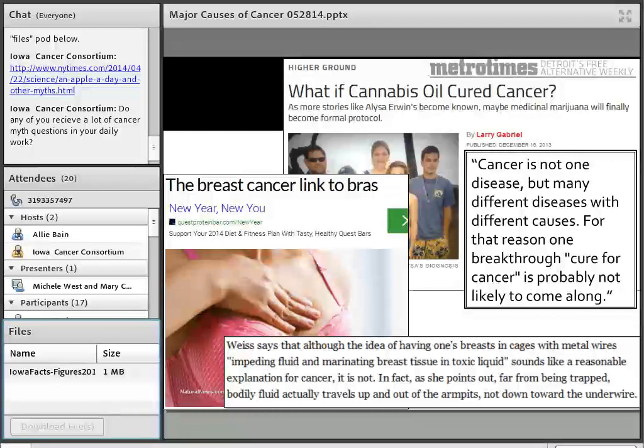Another one I've seen quite a bit out there is breast cancer linked to wearing bras. They have a physician in the story that I found about this issue, saying that although the idea of having one's breasts in cages with metal wires, impeding fluid and marinating breast tissue in toxic liquid sounds like a reasonable explanation for cancer, it is not. In fact, as she points out, far from being trapped, bodily fluid actually travels up and out of the armpits, not down toward the underwire.